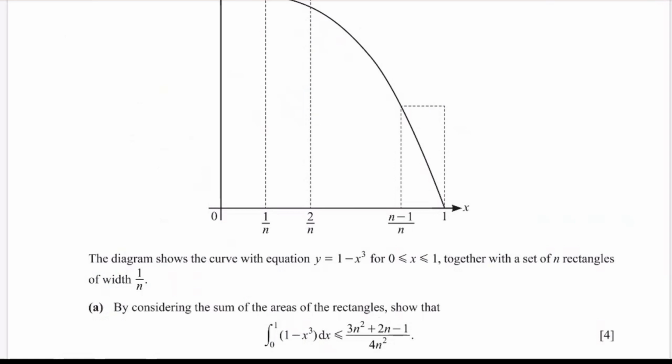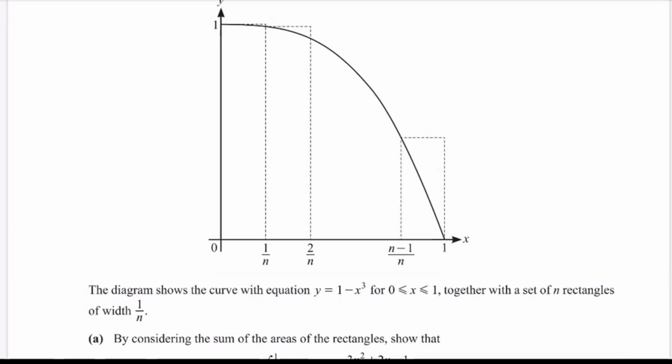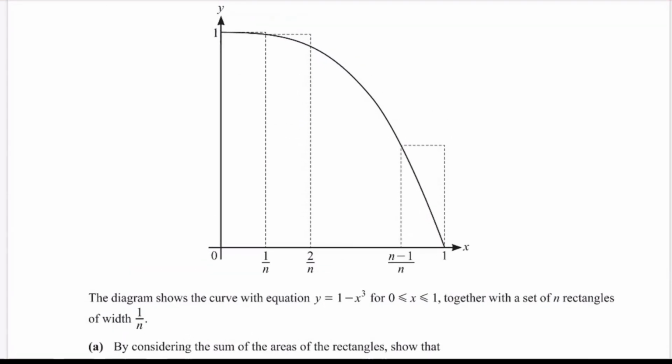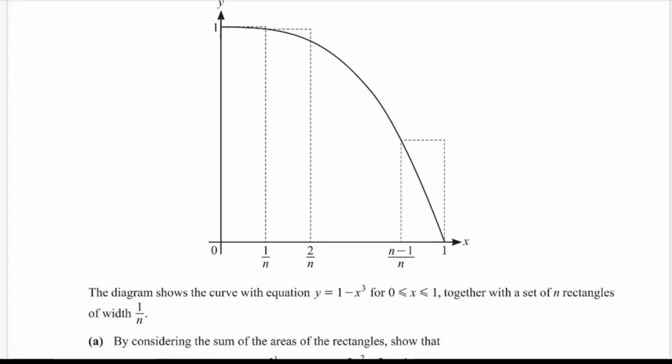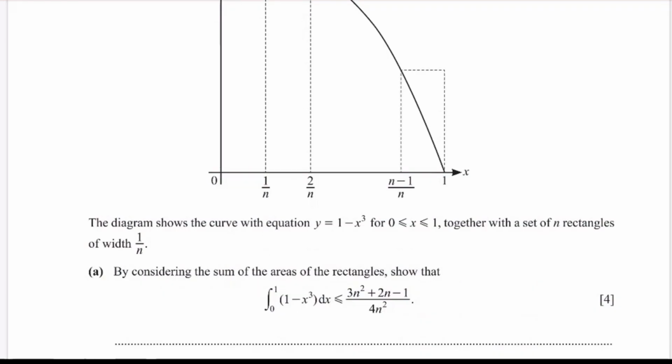Okay, so this is also some similar tricks that we can apply from there. Whereby we see this is y equals 1 minus x cubed, from 0 to 1. So we have a set of n rectangles, with width 1 over n. So by considering the sum of the areas of these rectangles, show that the integral of 1 minus x cubed from 0 to 1 is less than or equal to this right-hand side here. So again, we can see that this is for us to approximate the area under the curve, which we have to do by looking at the area of the rectangles.